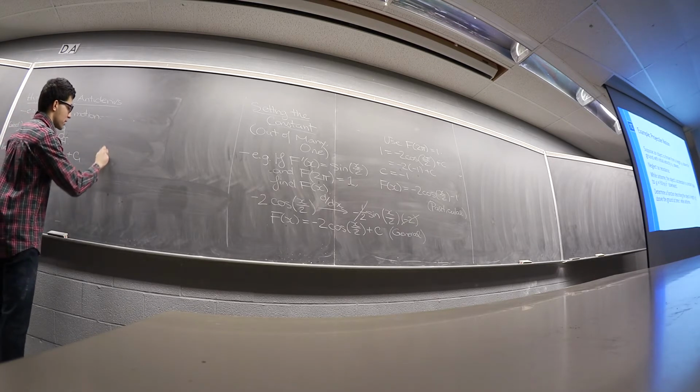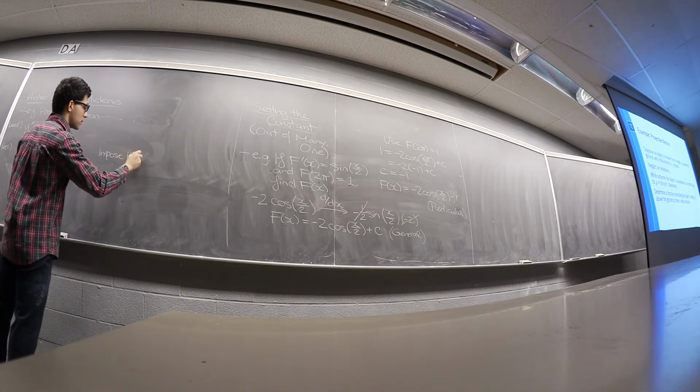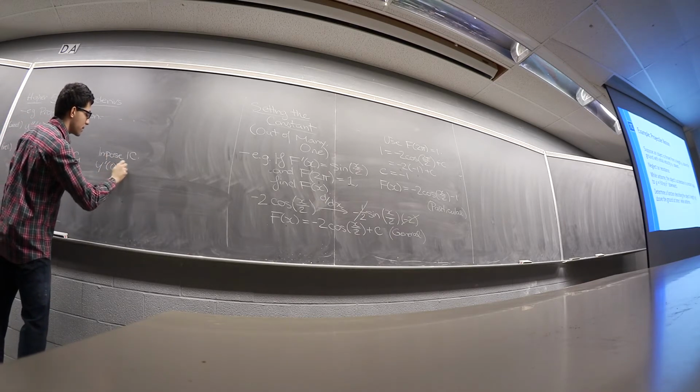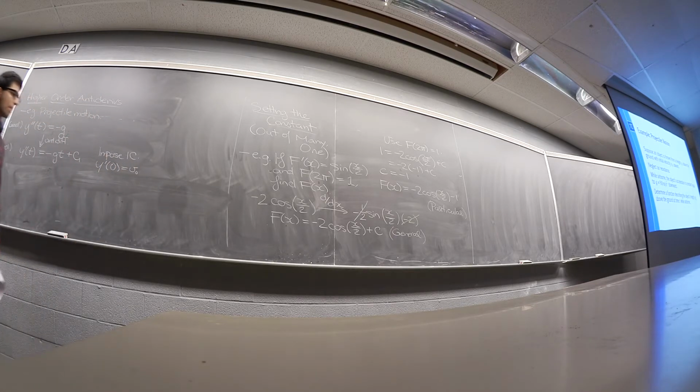Now you can impose the initial condition. I don't care if you call it that or not, you're just using the information you were given. And the information that was pertinent to velocity was that velocity initially was v naught upward, okay? And I said up was positive. So we're saying that the initial velocity is v naught. Just plug it in.